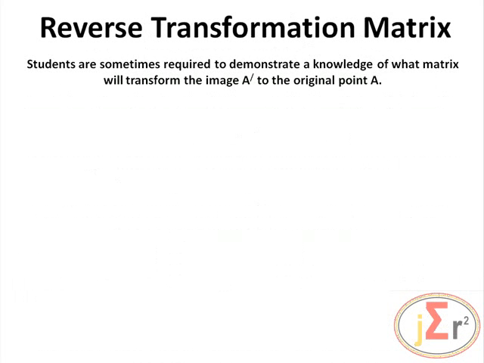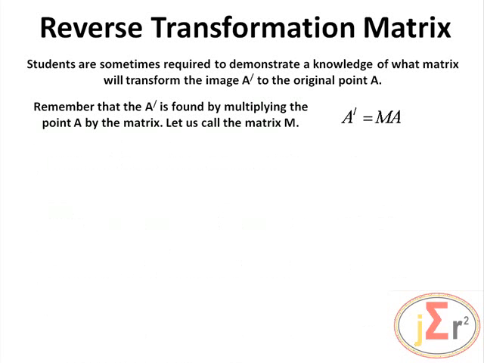Students are required to demonstrate a knowledge of what matrix will transform the image A prime to the original point A. Remember that A prime is found by multiplying the point A by the matrix. So let us call the matrix M. So A prime is actually equal to M multiplied by A, the matrix multiplied by the original point.